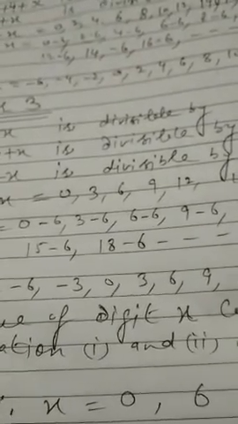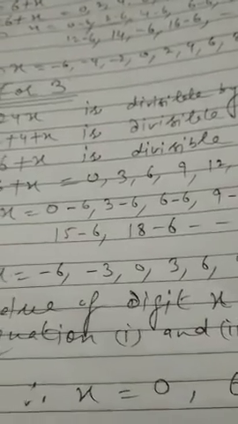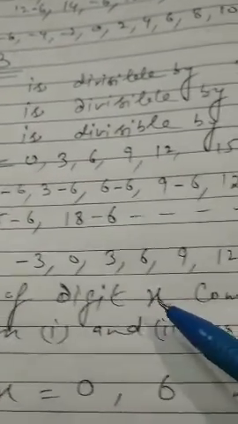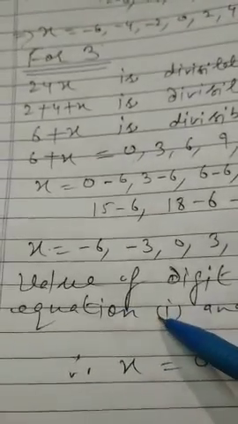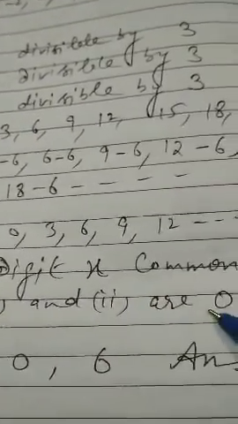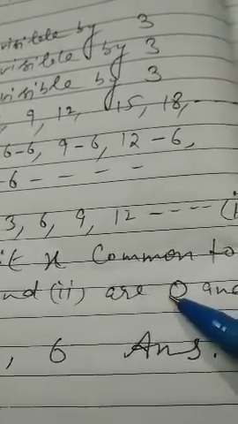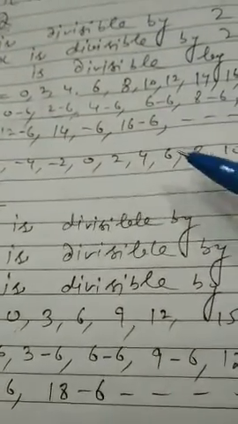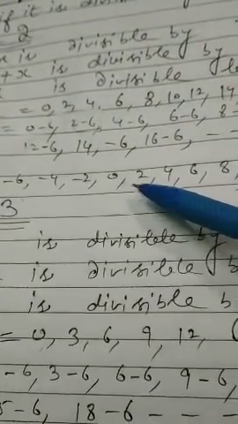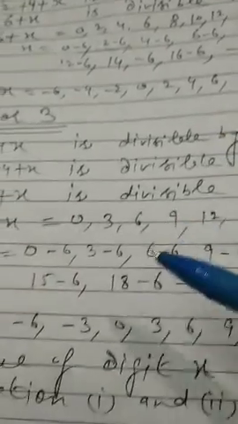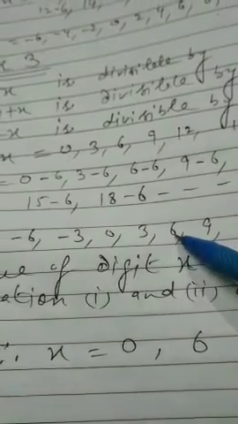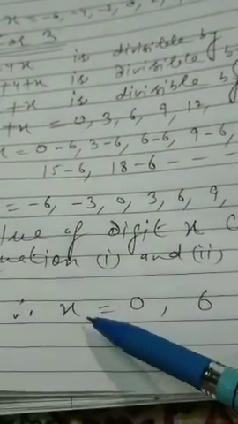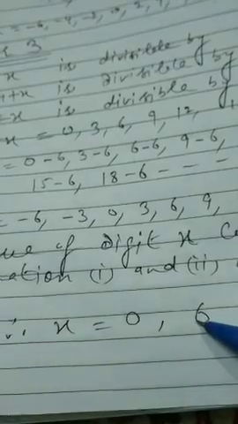Finally, how to write the answer, I mean how to write the value of x. The value of the digit x common to the equation 1 and equation 2. They are 0 and 6. In equation 1, 0 and 6 is there. And in equation 2, again 0 and 6 is there. So these two values are common. So our answer is 0 and 6.